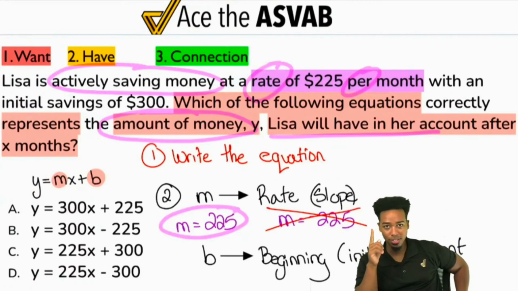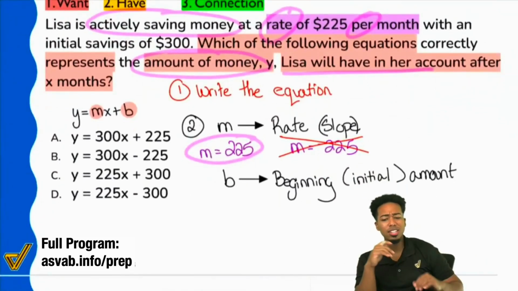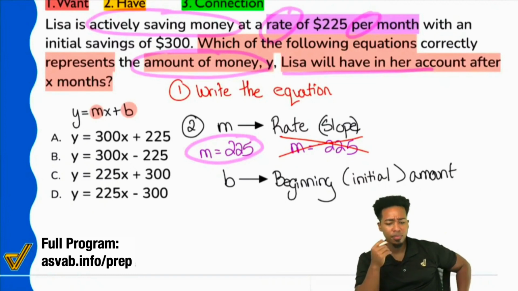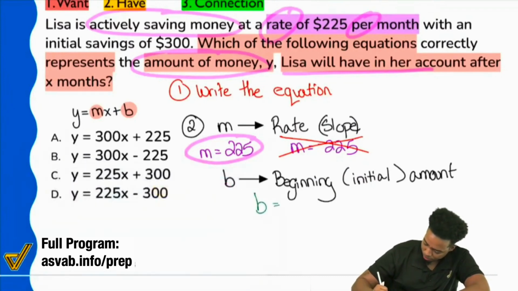Cool. Pay attention to that later because we're going to have problems with negatives in there. You're going to have to know why. And then b, the beginning amount. What's the initial beginning amount that Lisa has in her account? The 300, correct. And so we're done. That is it right here. b equals 300.